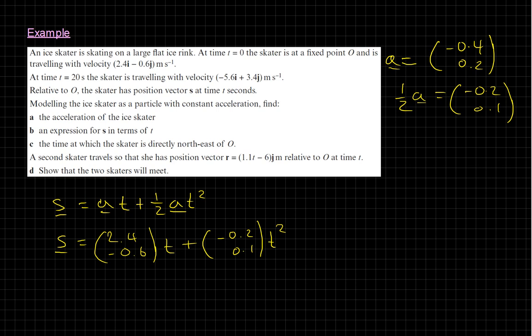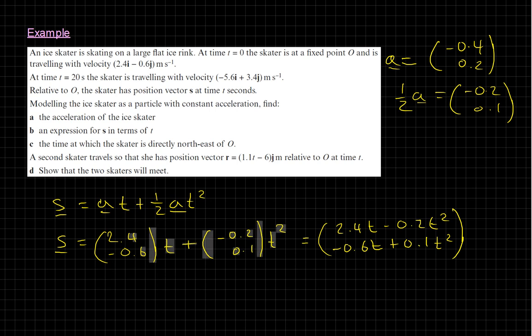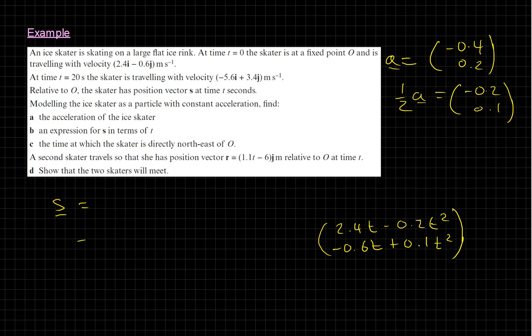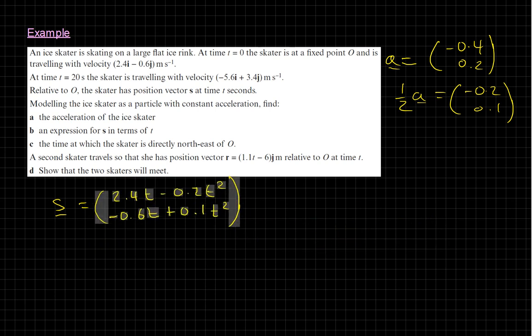Cool. And now we can combine these two vectors by combining the top and bottom rows. So for the top row, the I component, I'm going to take 2.4t and then minus 0.2t squared. And then for the bottom row, I'm going to take minus 0.6t plus 0.1t squared. Okay, and that's our vector. That's our value for S. Let's plug that in here as our final sort of statement.